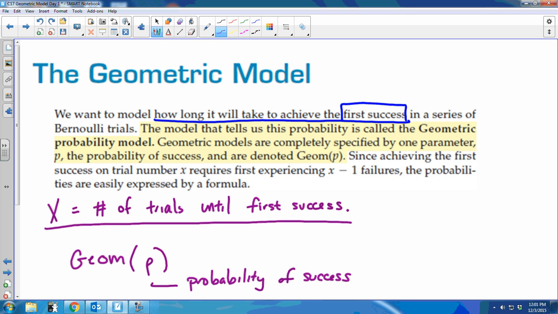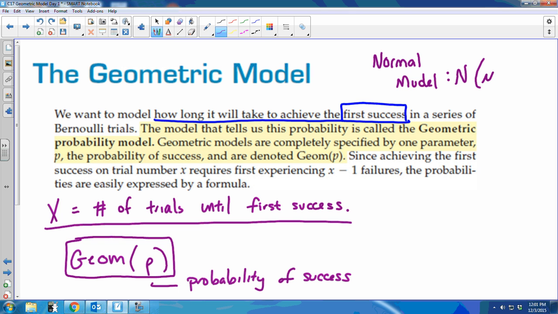This is how we notate the geometric model. Just like back in the day, we used the normal model. We said we were using N, normal, with a mean of this and a standard deviation of this. That just told everyone we're using that model. In this case, if we're using a geometric, we just say we're using Geom of whatever our probability of success is, if you're going to get all notationally about it. Most of you are going to ignore that part, but if you look at my homework, that's what you're going to see.